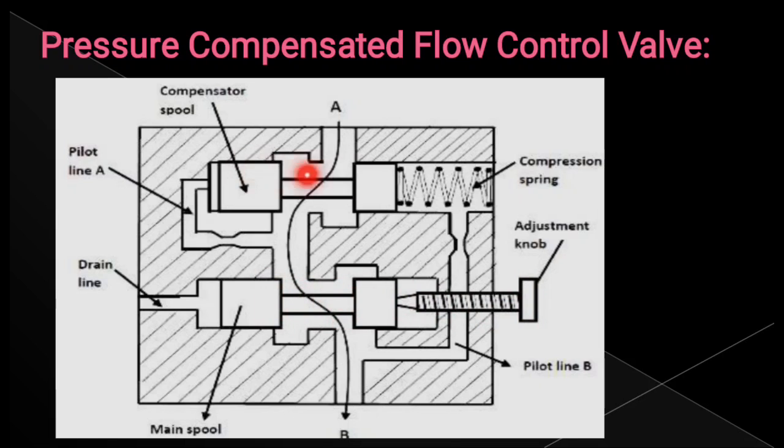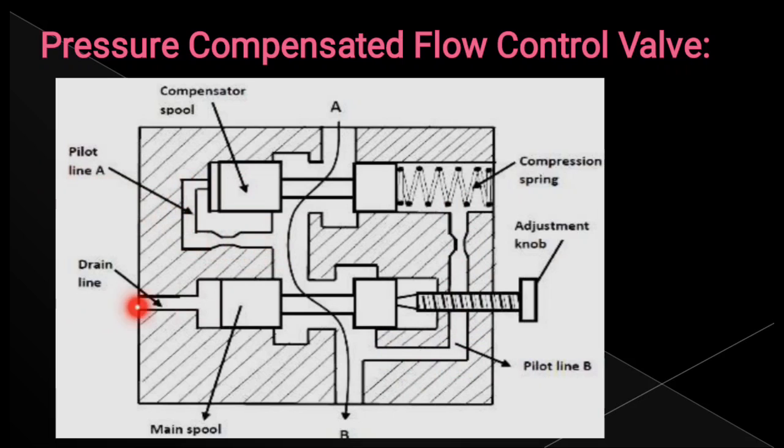Okay, so next, the compensator spool is connected to a spring. Okay, it is a compression spring. By this spring action also, the position of this compensator spool can be adjusted. And you can also see the liquid is passing from A to B. You can see the line which shows the direction of flow, and you also have two pilot lines. One is pilot line B. Okay, this is pilot line B, and you can see another pilot line. This is pilot line A.